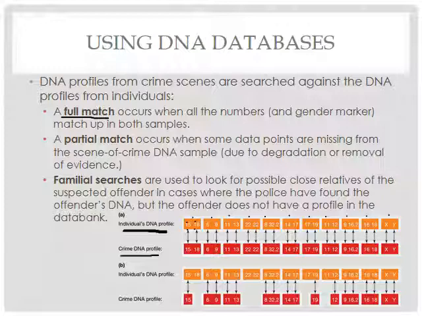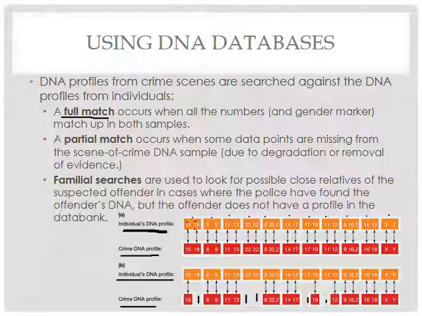On this bottom one, you can see we've got the DNA profile of the individual, so it's the same individual, but this time we've got DNA found at the crime scene, and we've run that DNA, and you can see that some numbers match up, lots of them do, and the gender markers, but you've got 1, 2, 3, 4, 5 areas where they don't match. So we don't have a full match, we have a partial match.